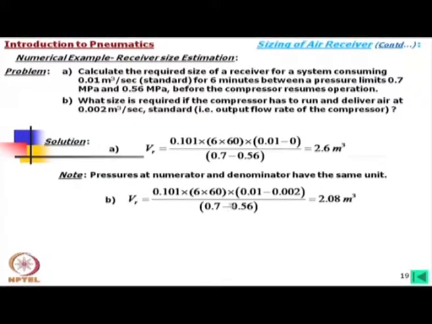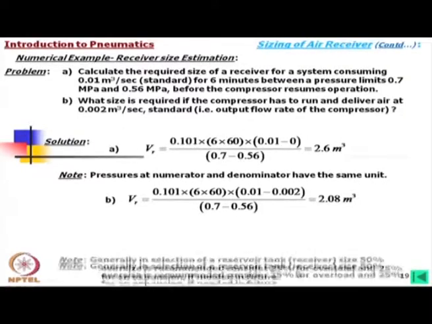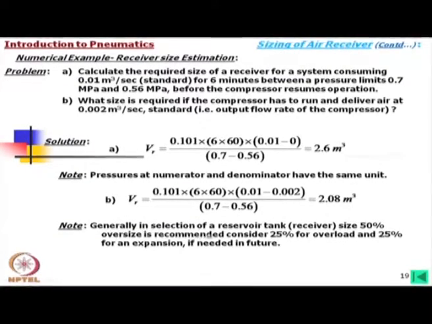And in case of B, as you can see, this is meter cube per second, the standard supply. So, for that we need 0.208 meter cube. Suppose this amount of flow as intake is provided, then we can reduce the capacity of the reservoir. Generally, in selection of a reservoir tank, 50% oversize is recommended, considering 25% for overload and 25% for an expansion if needed in future.